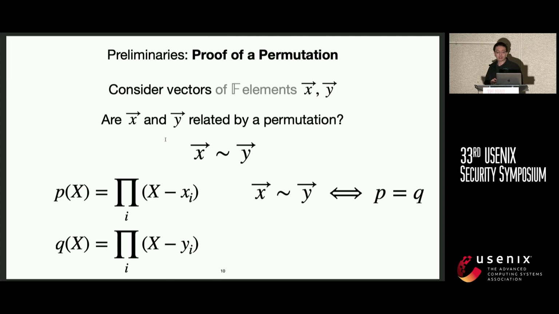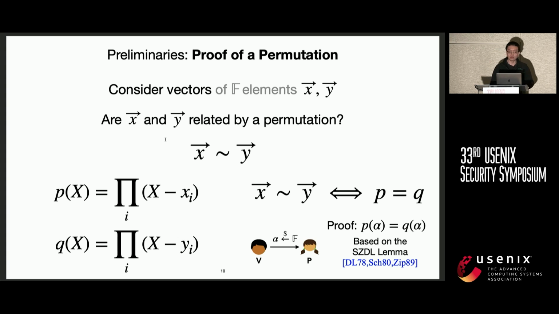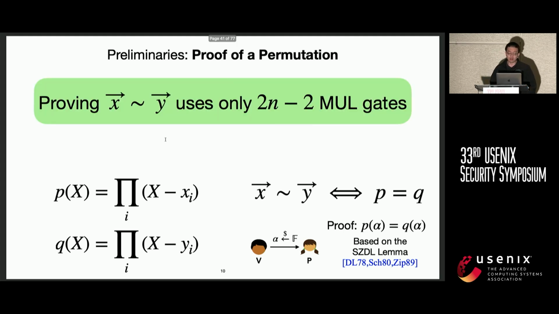The key observation here is that if X can be permuted to Y, you can induce these 2 polynomials Px and Qx defined as follows. X can be permuted to Y if and only if polynomial P is equal to polynomial Q. So what you can do is ask a verifier to issue a random evaluation point alpha and ask a prover to prove that P evaluated at alpha is equal to Q evaluated at alpha. And the soundness comes from the Schwartz-Zippel lemma. Note that this construction is very, very efficient. You only need 2n-2 multiplication gates to calculate these 2 products.